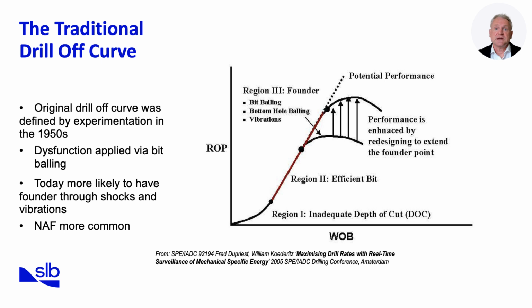The curve illustrates the relationship between weight on bit and ROP. Theoretical expectations show a steady upward trend, but deviations occur once founder, balling, or vibration limits are reached. This is where the curve flattens or falls short of expectations. By addressing the causes of dysfunction, the founder point can be raised, increasing the ROP. So, the drill-off curve provides both a benchmark and a diagnostic tool. Next, we'll connect specific regions of the curve to the types of inefficiency they represent.